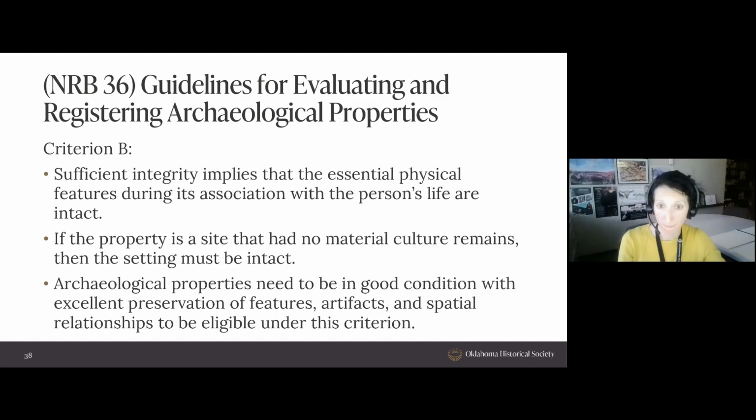Under criterion B, sufficient integrity implies that the essential physical features from the property's association with this person of significance, with their life, are intact. So resources that communicate this individual of significance are intact in this archaeological property. And if the property is a site that had no material culture remains, but is significant for its association with this person, then the setting must be intact. Archaeological properties need to be in good condition with excellent preservation of features, artifacts, and spatial relationships to be eligible under criterion B.